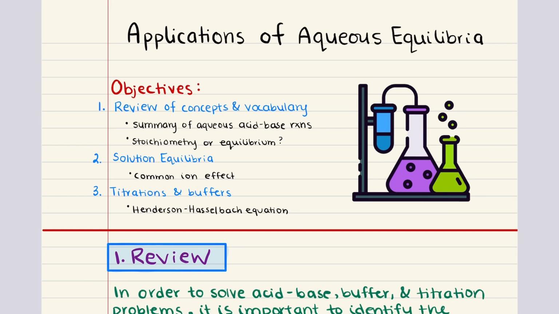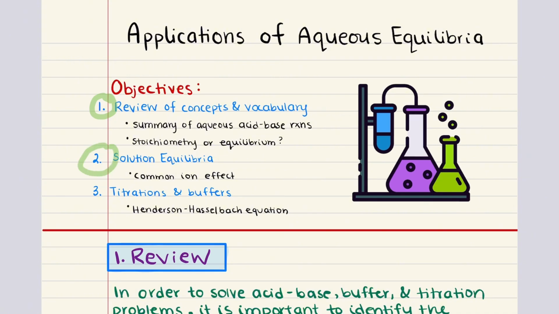Today we're going to cover some key concepts that will help us better understand how chemical reactions behave in water. In the first objective, we're going to begin by reviewing some essential concepts, focusing on aqueous acid-base reactions. Then we'll discuss how to determine the chemistry of a solution and describe whether a reaction should be treated as a stoichiometry problem or as an equilibrium problem.